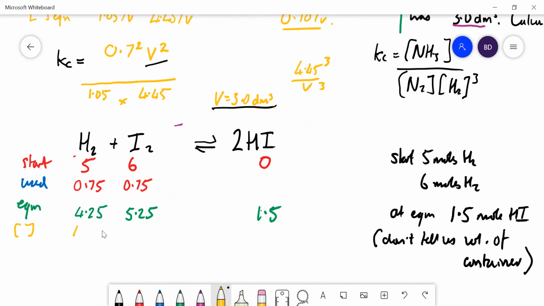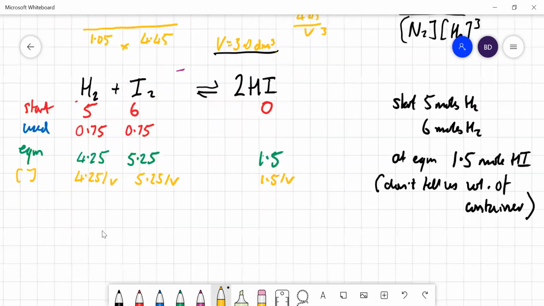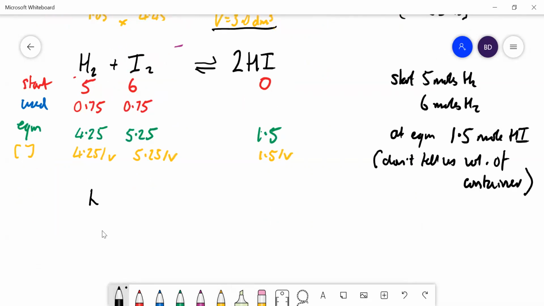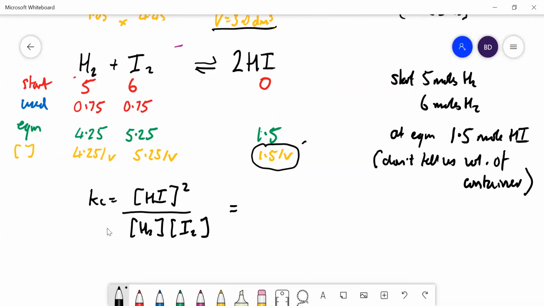Okay, so let's put down the concentrations at equilibrium. So that's 4.25 over V, 5.25 over V, and 1.5 over V. Right, I'm going to put this equation in here because I think I've got a bit of space at the bottom. So what's Kc equal to? Kc is equal to HI squared over H2 times I2. Right, put the numbers in. We're going to get this squared, aren't we? The whole thing squared, which we've said before, is going to be 1.5 squared over V squared divided by, well, H2 is 4.25 over V multiplied by 5.25 over V. Now, we've got 2 V's on the bottom, 2 V's on the top, so they're all going to cancel out, so we don't need to know the value of V. So that's why we don't need to know it.